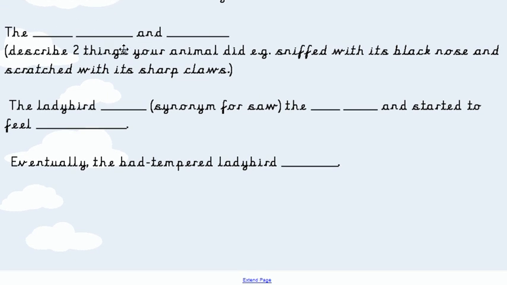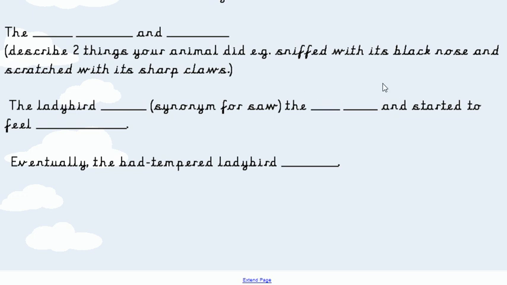The something and something. So this is a bit tricky. Describe two things your animal did. So you could say, for example, if it's a spider, the small spider, and you could say, spun its web and ate some flies, whatever you think it could be. I'm sure your ideas were better than mine. So these are my ones about my badger. And next, the ladybird, and then synonym for saw. So looked or spotted or found, something like that.